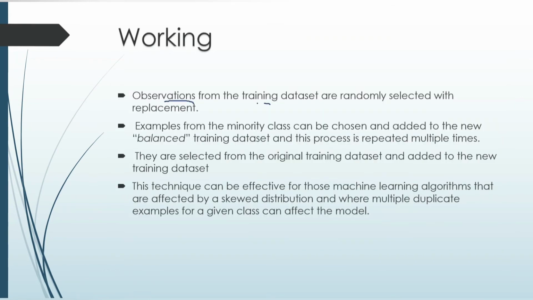Observation from the training data set. The training data set is the data set on which our model is trained. So observations from this training data set, in which the class imbalance problem is there, are randomly selected with replacement. Then the examples from the minority class, as we need to resample the minority class to make balance between majority and minority, can be chosen to add to the new balanced training data set. As we have discussed previously, the original data set will not be used anymore for model training.